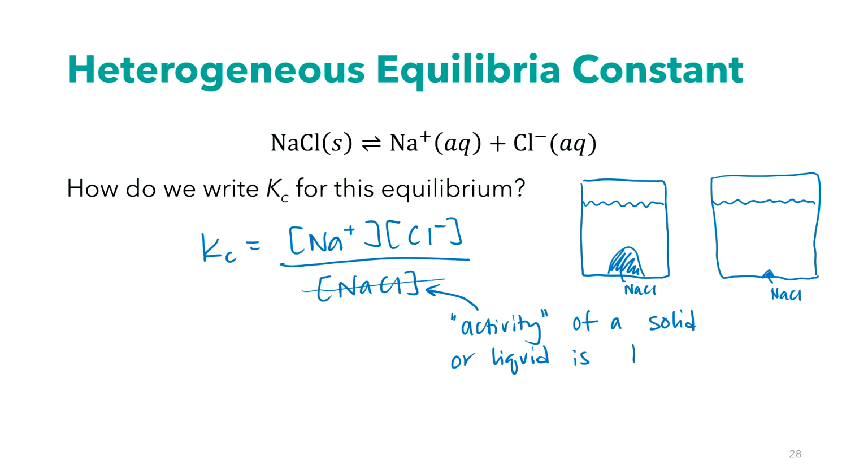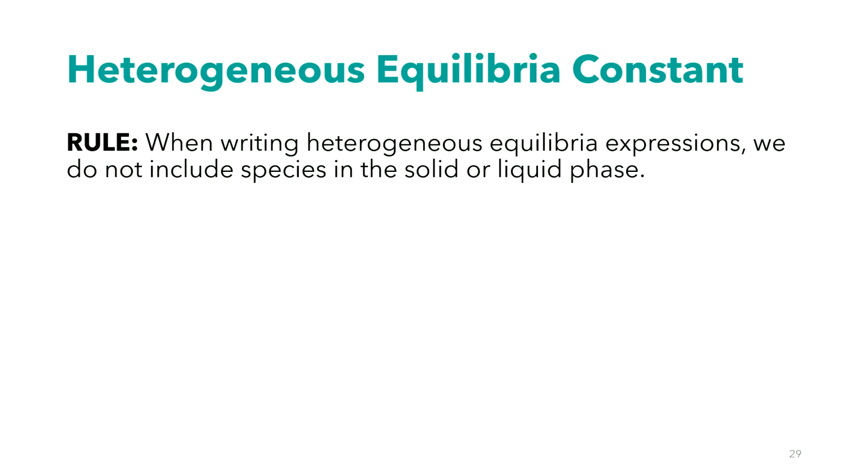So I should have the same equilibrium expression for both of these, even though there are different amounts of NaCl solid at the bottom. As long as there's some there, I am at equilibrium, but I don't care how much, because the activity of a solid is 1, so mathematically it drops out. All right, so here's your rule, the hard thing. If you have zoned out and you're not listening anymore, come back and listen to this statement. When writing heterogeneous equilibria expressions, we do not include the solid or the liquid phases. Those things do not show up in the expressions.